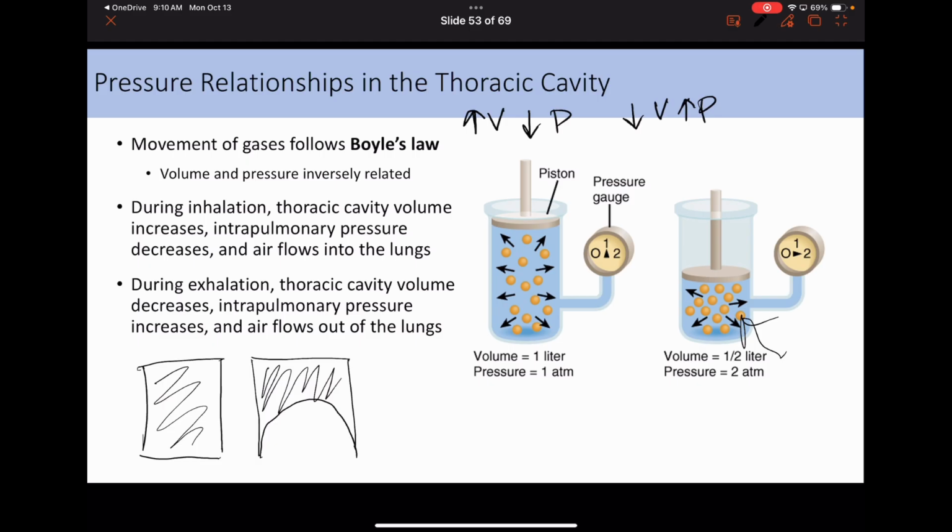So any questions about that pressure relationship? Oh yeah, sorry, Catherine. So you contract the diaphragm, you breathe in, there's more volume, which decreases the pressure temporarily until the air comes in fully.